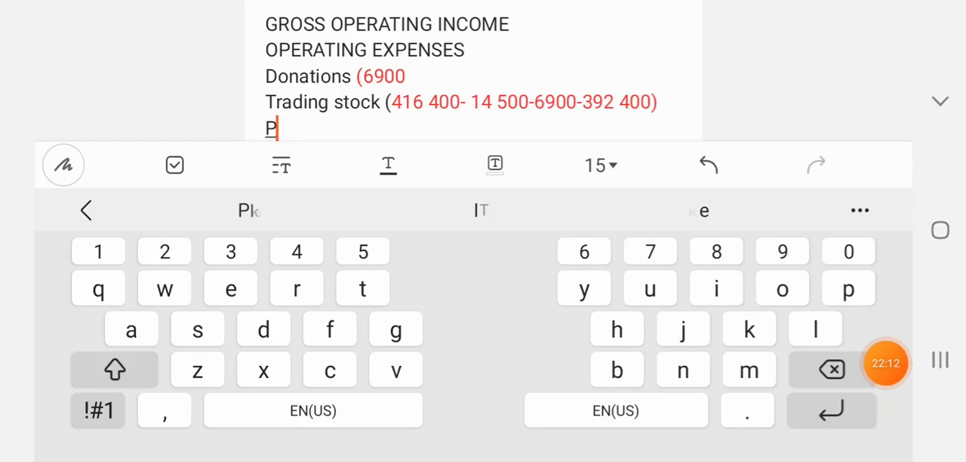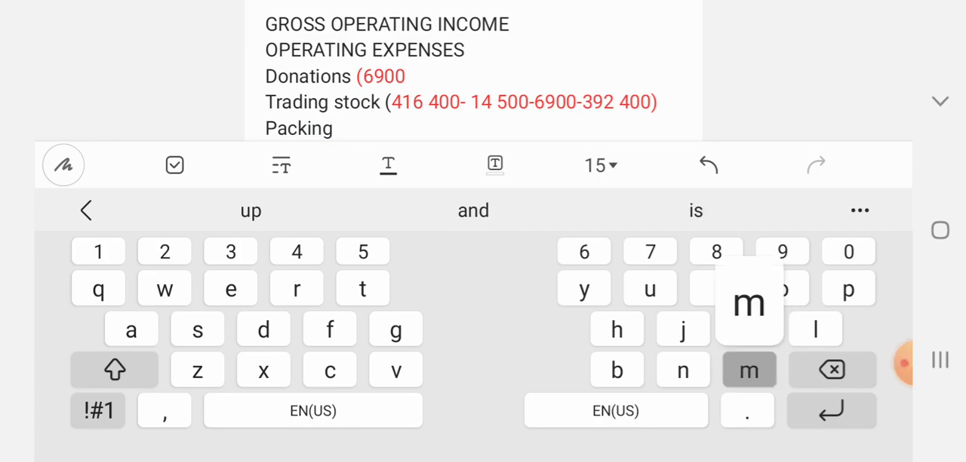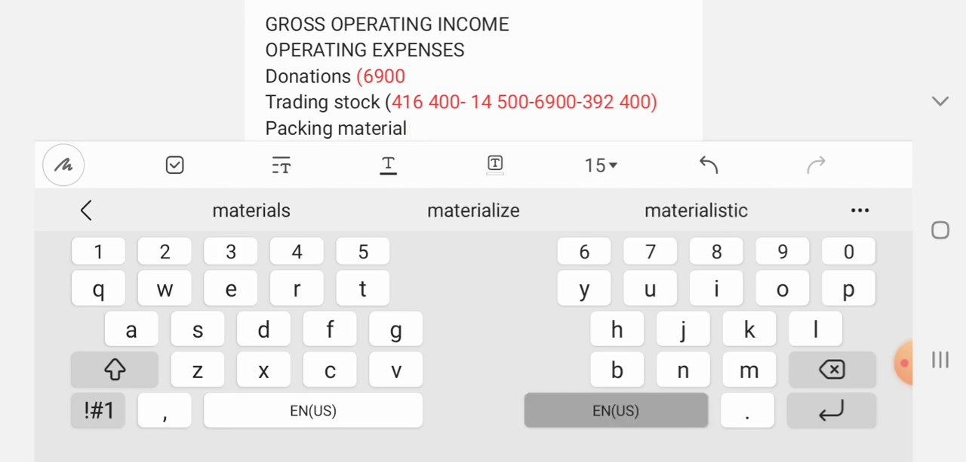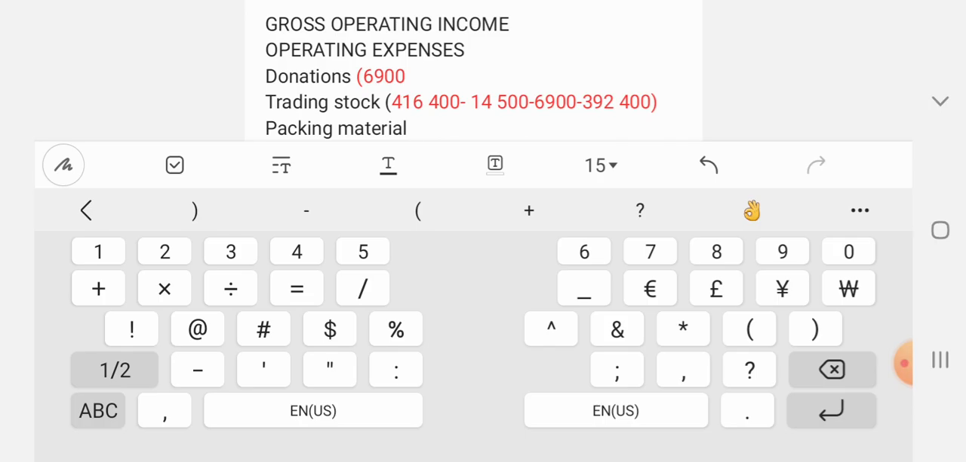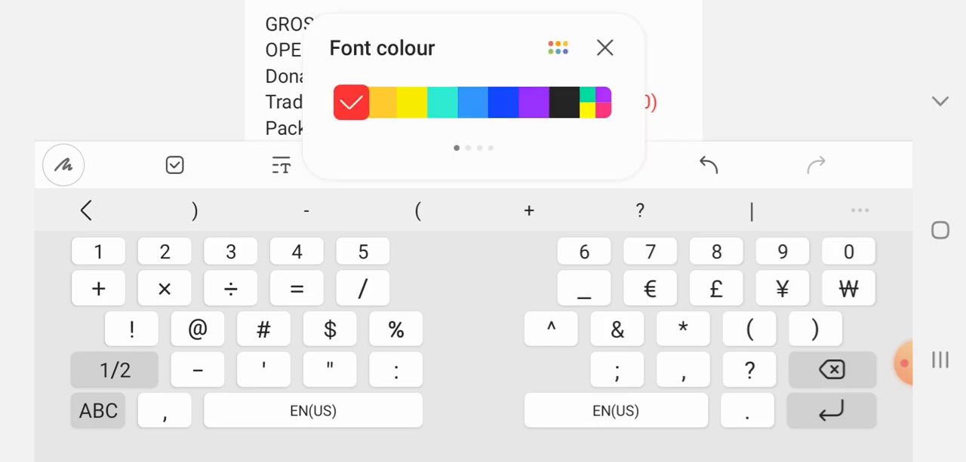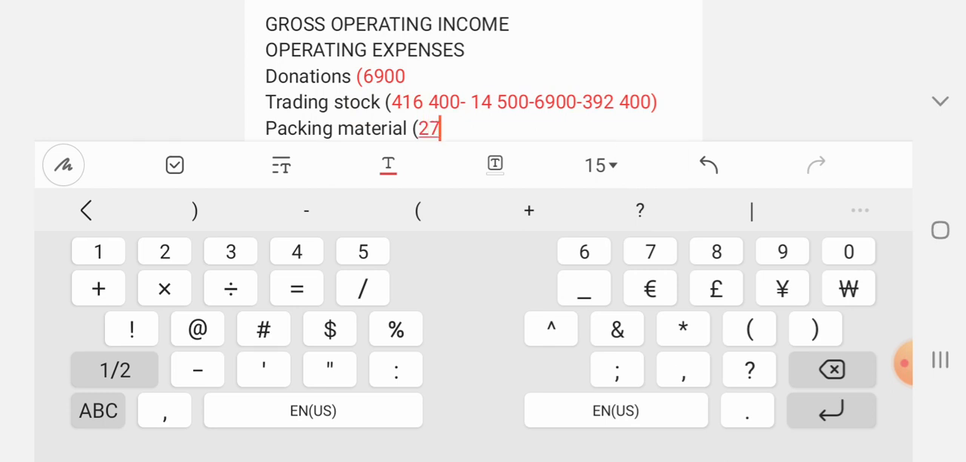So let's do packing material. And yeah, that is 27,300 rand minus 3,800 rand that was on hand.